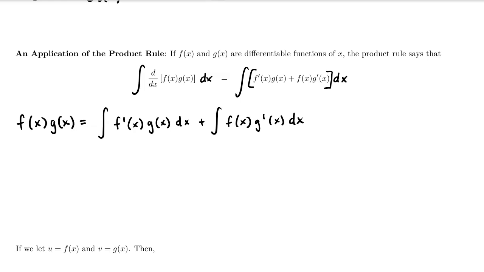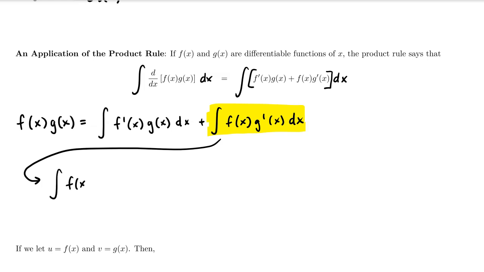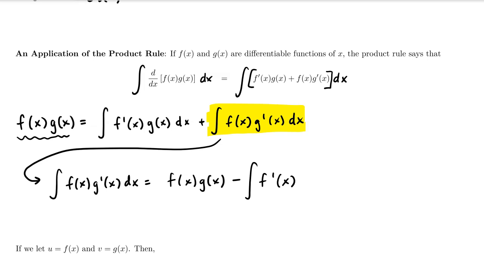Now what I'd like to do is solve this equation for this integral here that I'm highlighting. To do that, I'm going to isolate it by subtracting the other integral from both sides of the equation. So I'm going to take this and copy it over. I have the integral of f of x times g prime of x dx is equal to f of x times g of x, and I'm subtracting the other integral that was originally on the right-hand side of our equation.